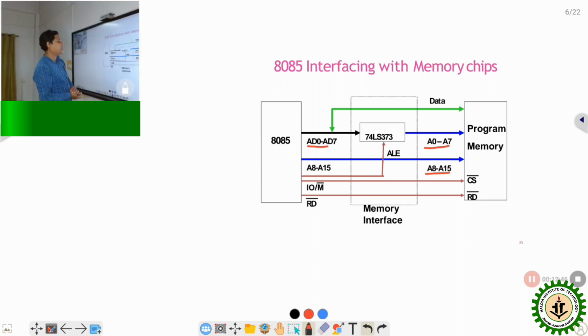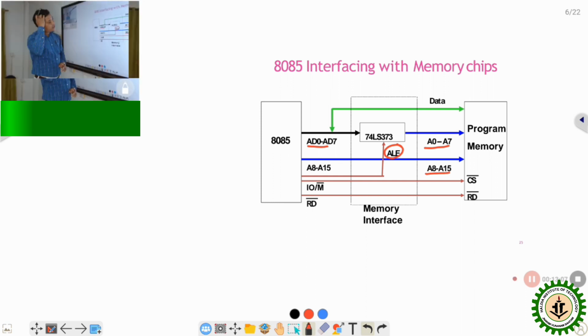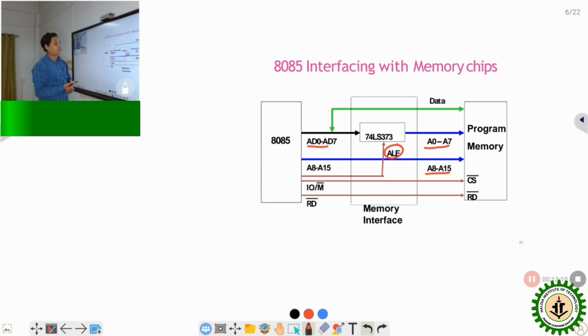For this demultiplexing, the ALE signal is very important over here. At the T1 cycle of any operation, the ALE signal goes high, and it helps to latch the addresses onto the 74373 latch. And once the memory is selected, once the memory location is identified, data is transferred through the data lines to or from the memory.